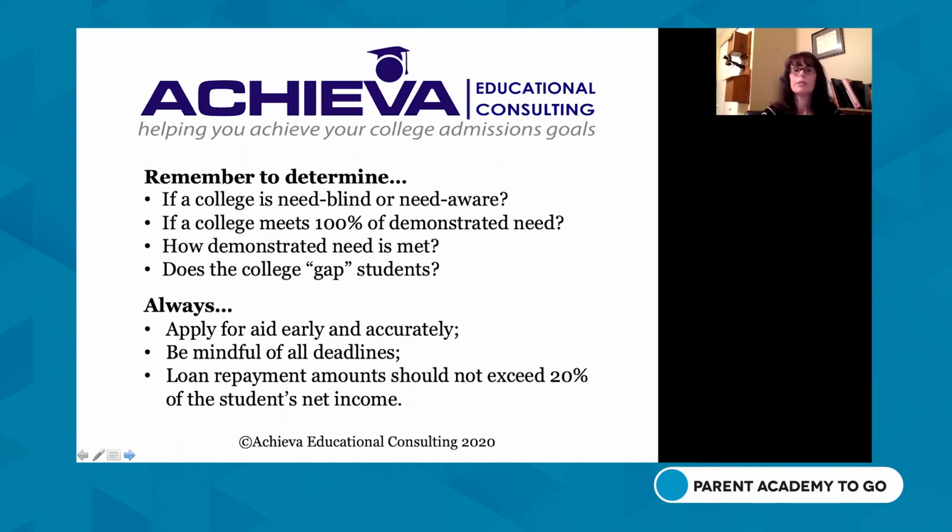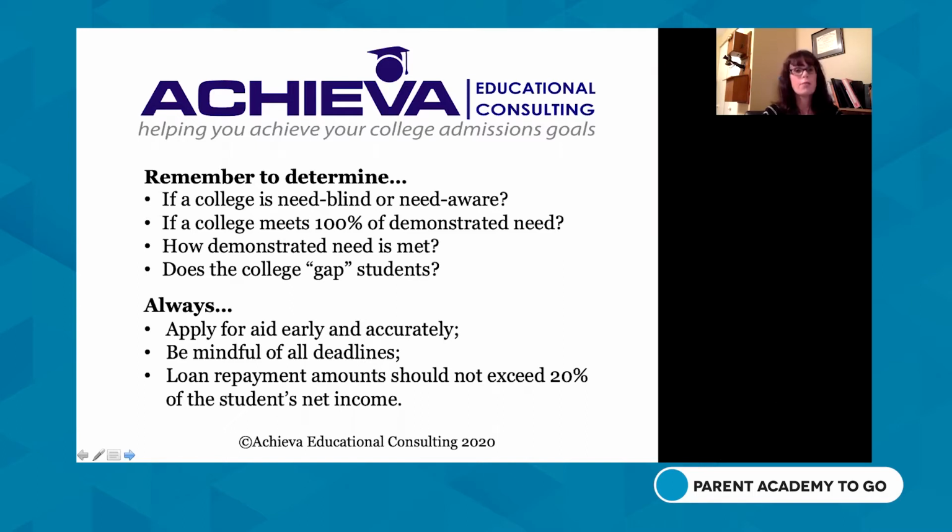Remember to determine if a college is need blind or need aware. What does that mean? Need blind means when they review your college application, they do not take into account if you need financial aid or not. A need aware school is a school that takes into account your financial aid need when evaluating your application for admissions.